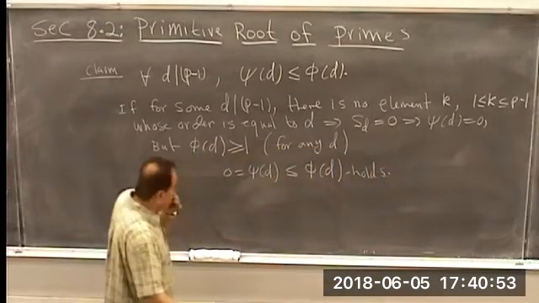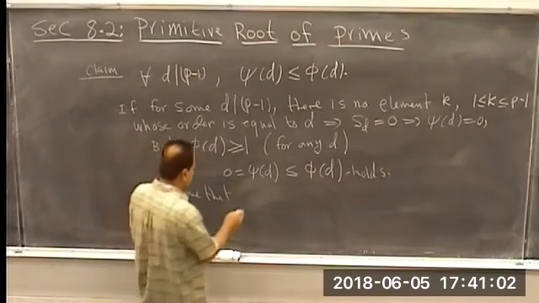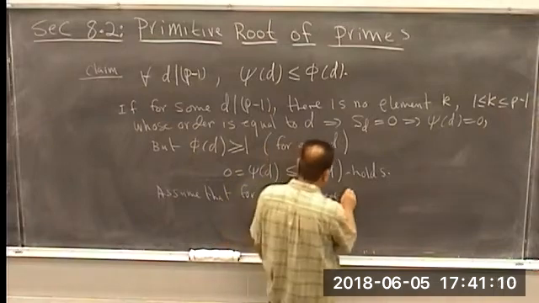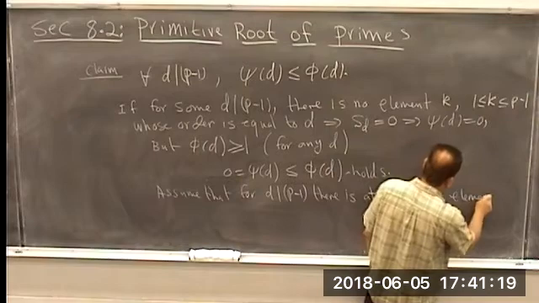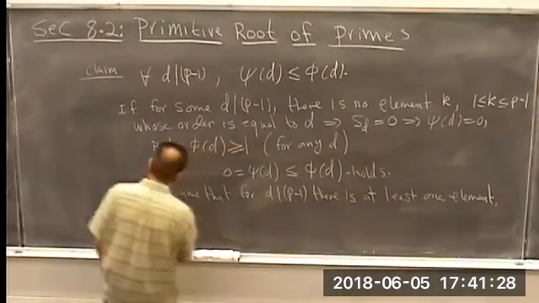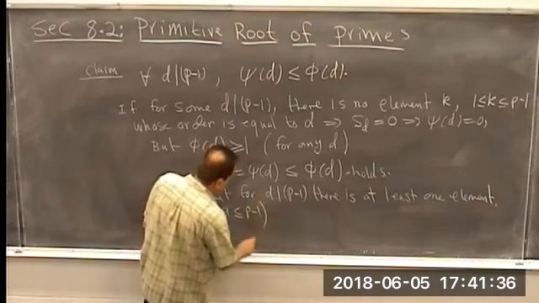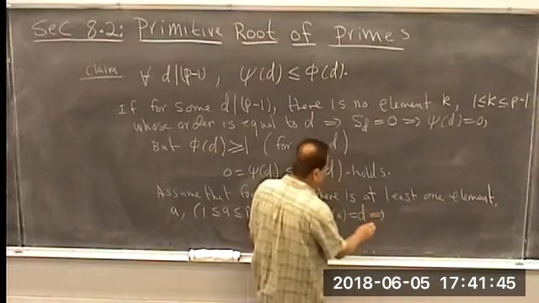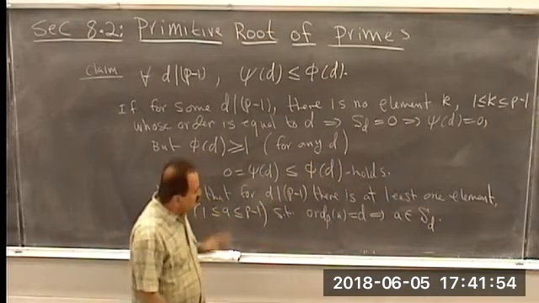Now let's assume it is not empty. Assume that for d dividing p minus 1, there is at least one element, one integer. Let me call it a, where a is again between 1 and p minus 1, such that the order of a is equal to d. And this means that a is going to belong to S sub d.